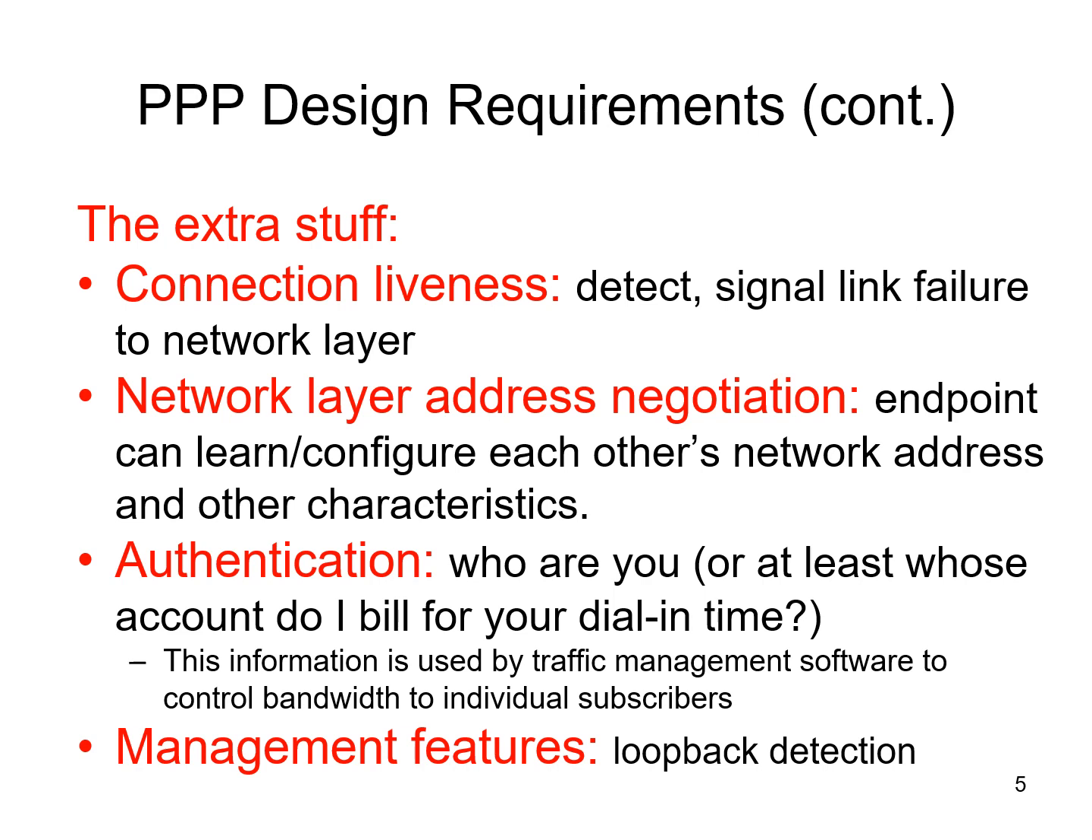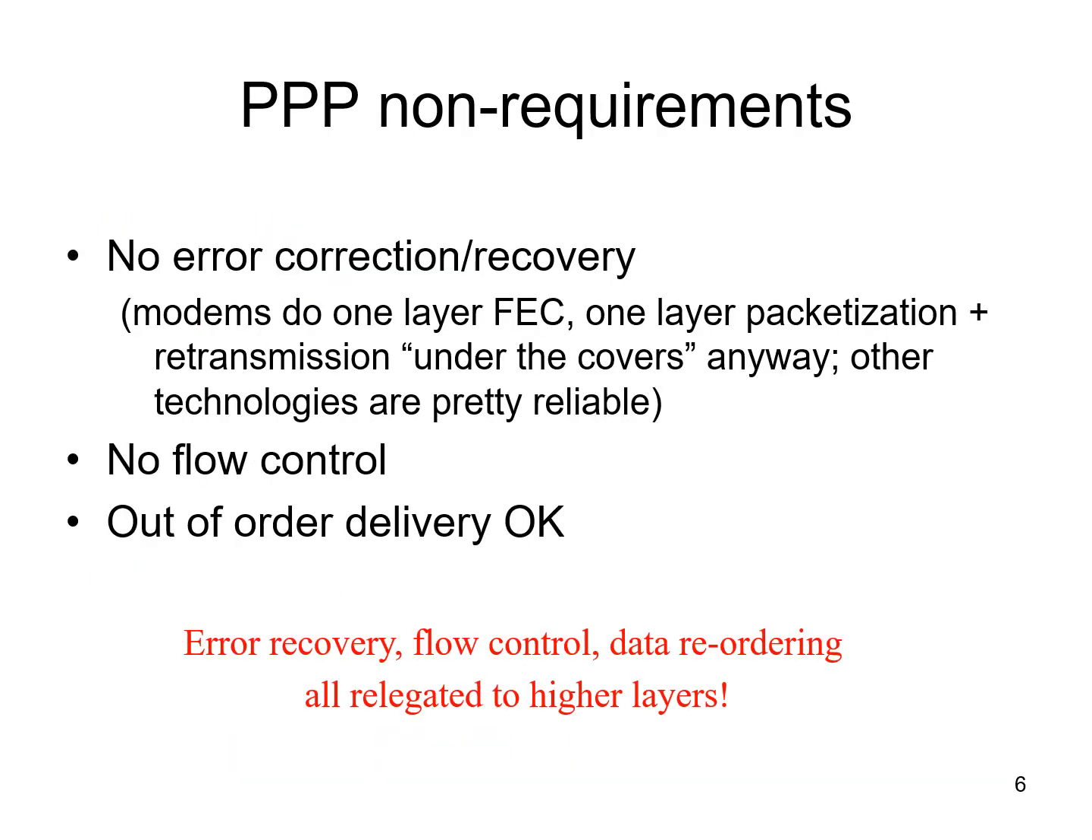We are going for some extra features: connectionless operation, network layer address negotiation, and authentication and management features. In this, we are going to see the transition states also. In transition, we have an idle state, establish link, authentication and exchange of data, and then terminate link. In point-to-point protocol, the transition state is used to indicate the phases through which the point-to-point connection passes.